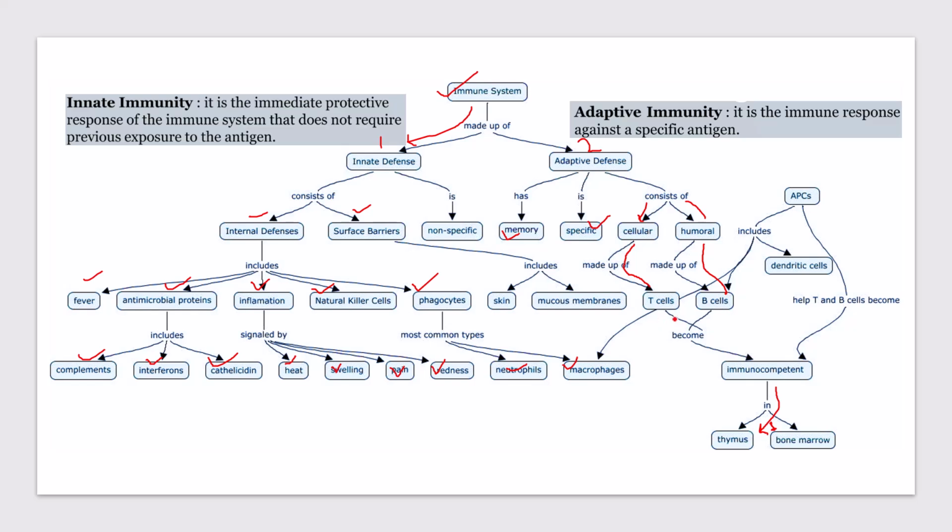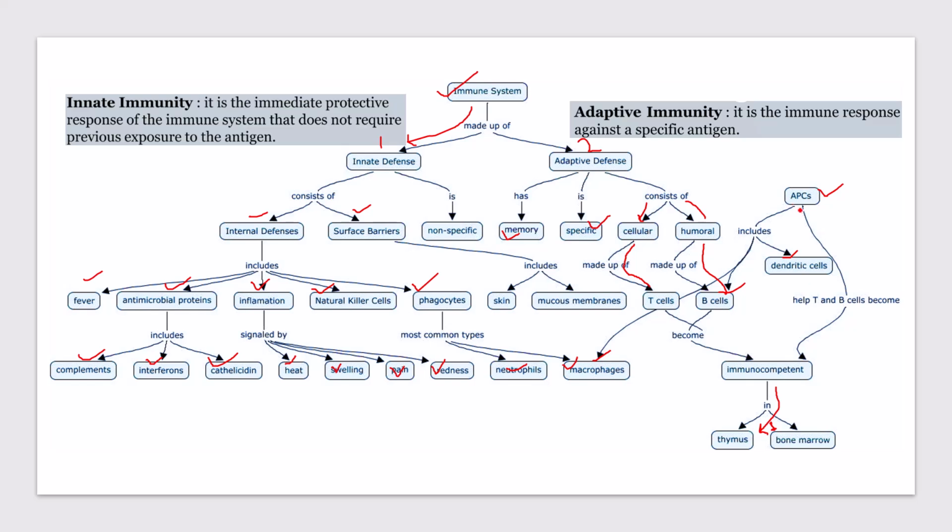Fine. Now let's see B cells. Now B cells become immunocompetent in bone marrow. Fine. Okay. Now let's see APCs. What is APC? APC is antigen presenting cells. So what all cells are antigen presenting cells and what do they do? Okay, so APCs include B cells also. They include dendritic cells also, right? And they also include macrophages. Fine. So macrophages, B cells and dendritic cells, all of them are antigen presenting cells.